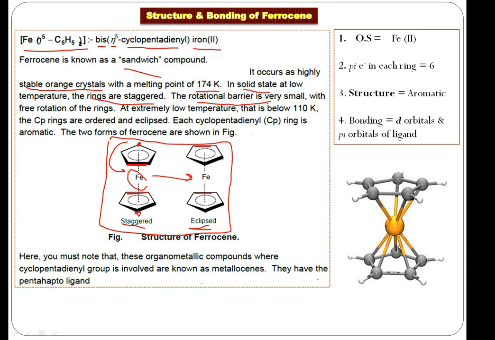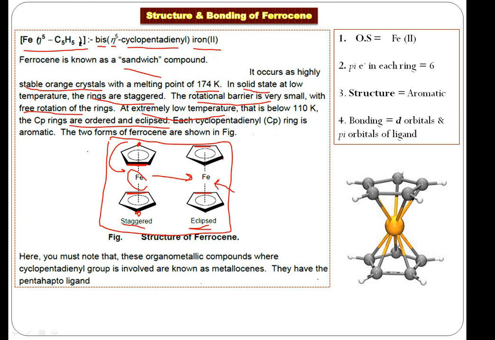That means these rings are free to rotate. So there is free rotation. Both these conformations are possible, both staggered as well as eclipsed, in the case of ferrocene. But at extremely low temperature, below 110 Kelvin, the Cp rings are ordered and eclipsed. So if the temperature is very, very low, it has been observed that the rings are eclipsed.